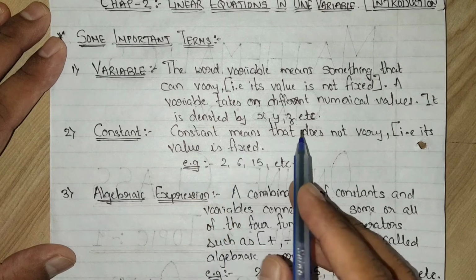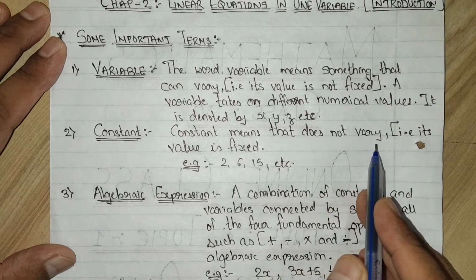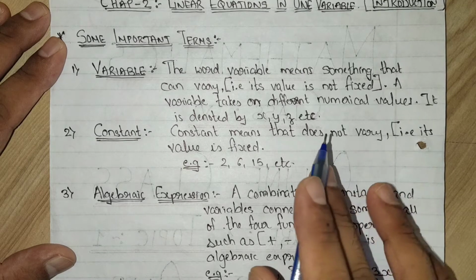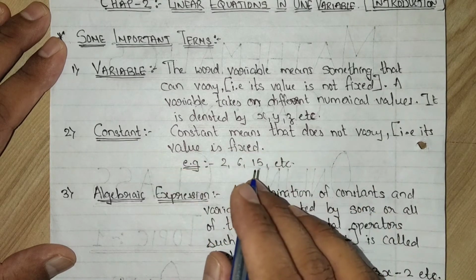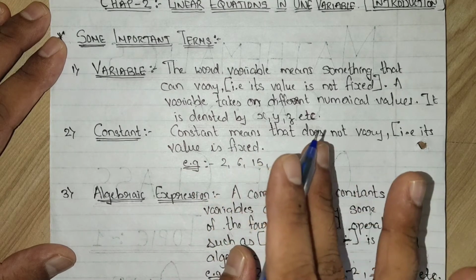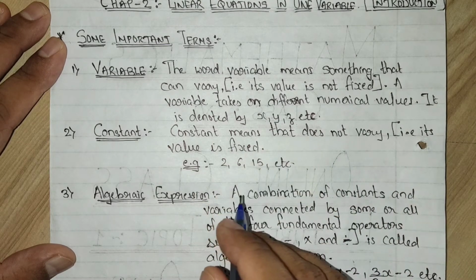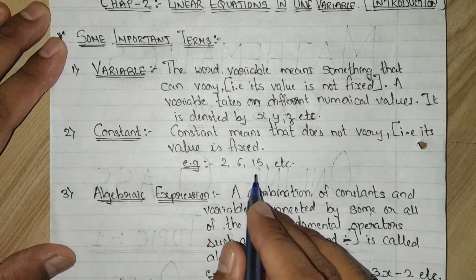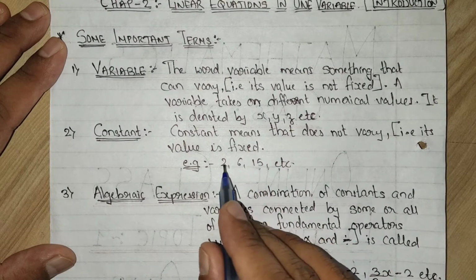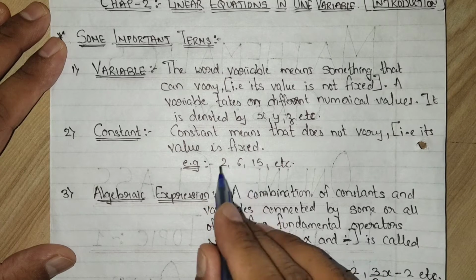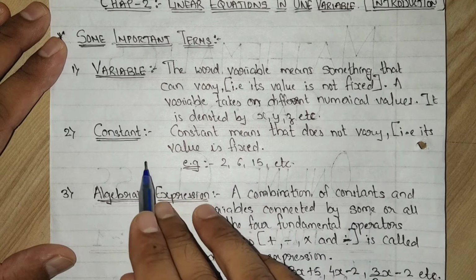Constant means that which does not vary. That is, its value is fixed. 2 can be written as 2 only. 6 can be written as 6 only. You can't change the value of 2. You can't change the value of 6. You can't change the value of 15. So, the numerical value which we can't change is known as constant.